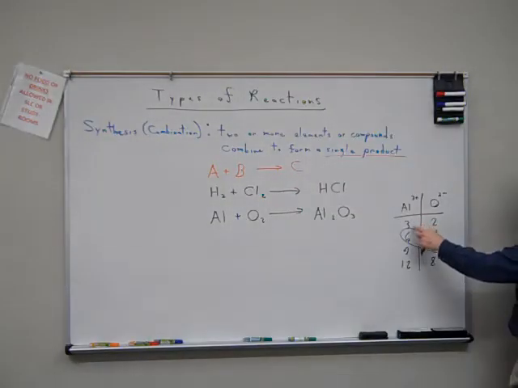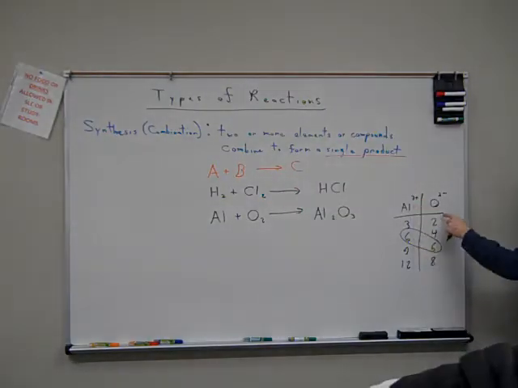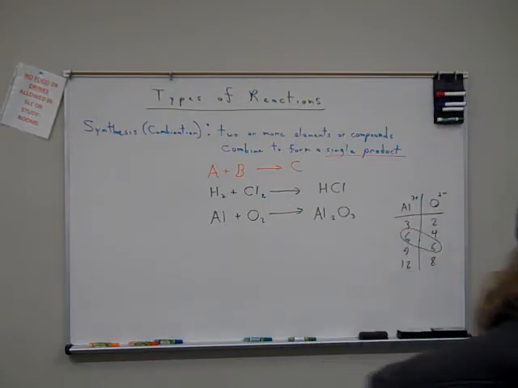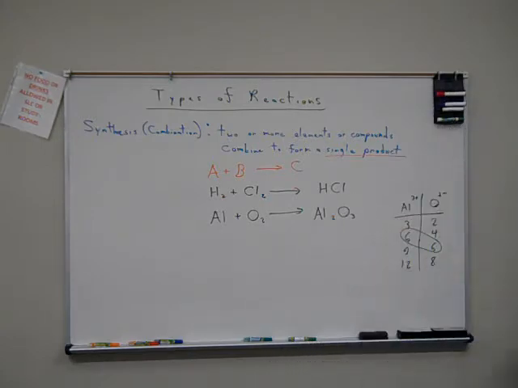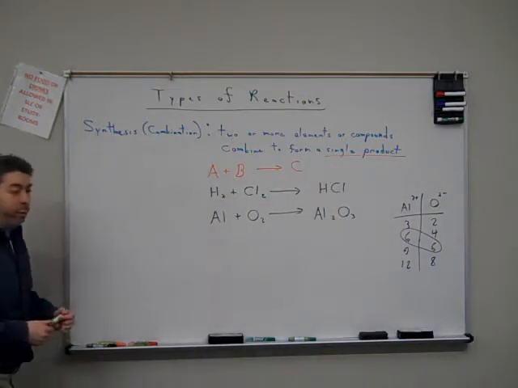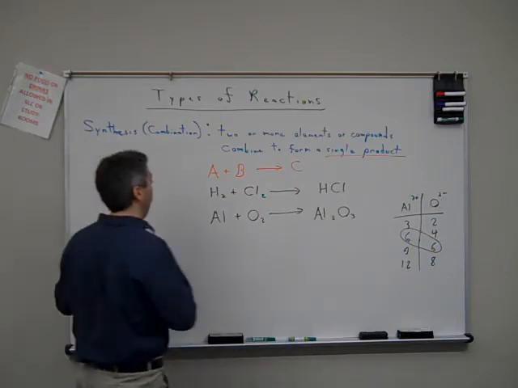That means you need 2 aluminums to get a charge of 6 and 3 oxygens to get a charge of 6. Does that make sense? All right, so that's synthesis reactions. So now let's look at its evil twin, shall we say, decomposition.